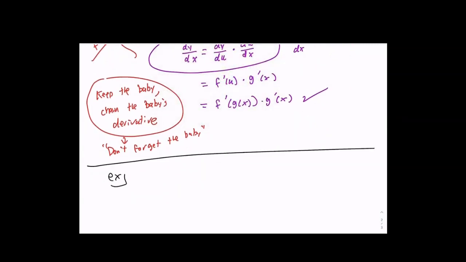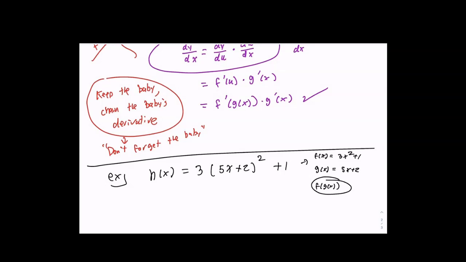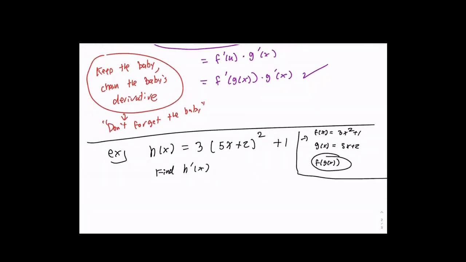Let's look at that example that we just did before. h of x equals 3 parentheses 5x plus 2 squared plus 1. Now, this is the same thing as f of x equals 3x squared plus 1, g of x equals 5x plus 2, and therefore f of g of x is what I'm looking at. So it's the same idea. Find h prime of x. And now we're going to use the chain rule.